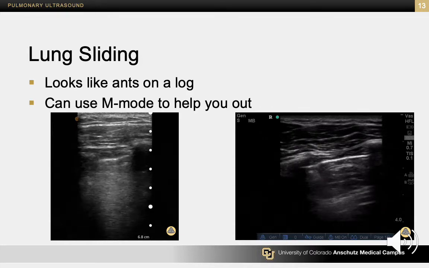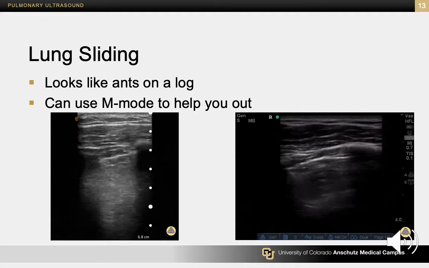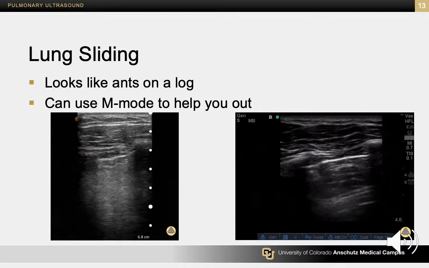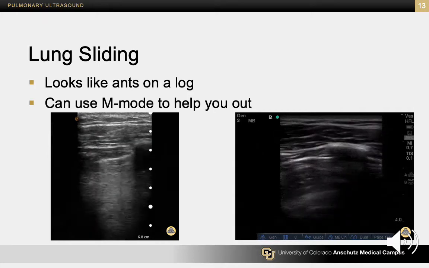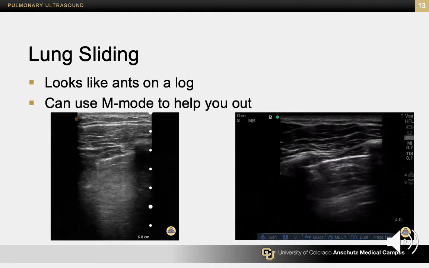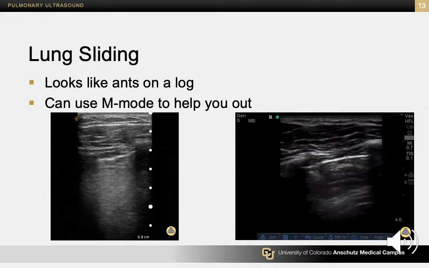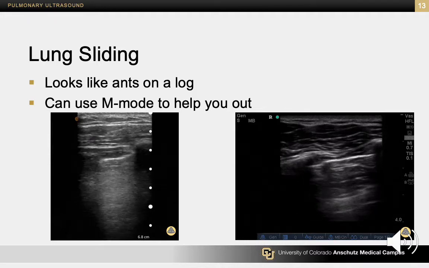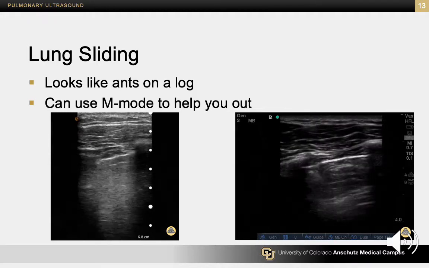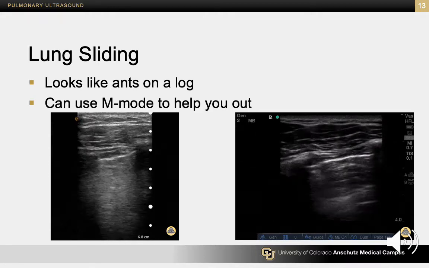Okay, if we move over to the right-hand image, again, skin up here, chest wall, done with a linear probe. Got some rib shadowing here and here. And then we've got this bright white line. Again, that's the visceral parietal pleural interface. And we don't see any movement along there. So this would be the absence of lung sliding. Again, that's indicative of pneumothorax.